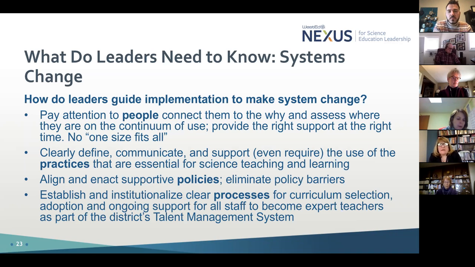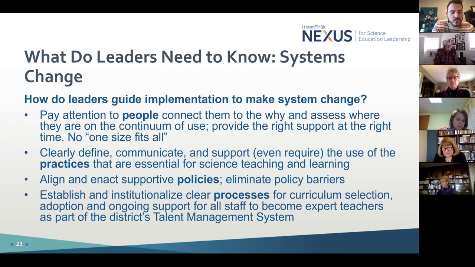The second area that we've called out as essential is this whole idea of being very clear about what the new practice looks like and what is involved and what teachers and others need to know and be able to do.